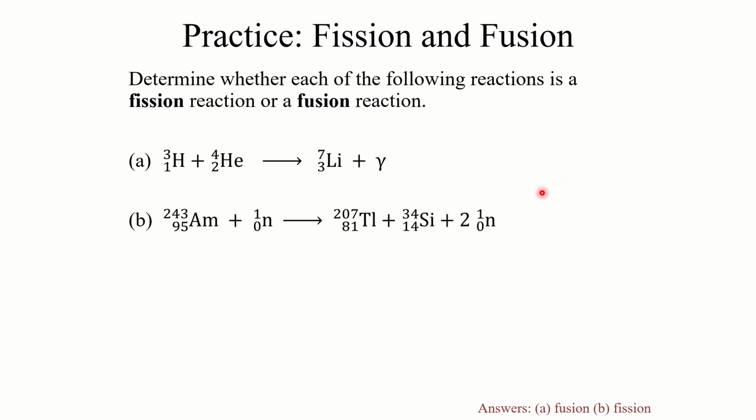All right, you should have come up with these as your answers. Letter A is fusion, and letter B is fission. Anytime you're given a problem like this, look for the heaviest element present. If the heaviest element present is on the product side, it's fusion. If the heaviest element present is on the reactant side, it's fission. So A is fusion, B is fission.